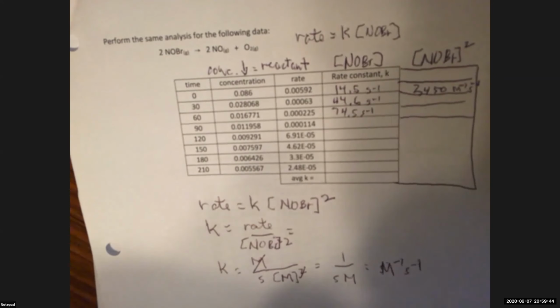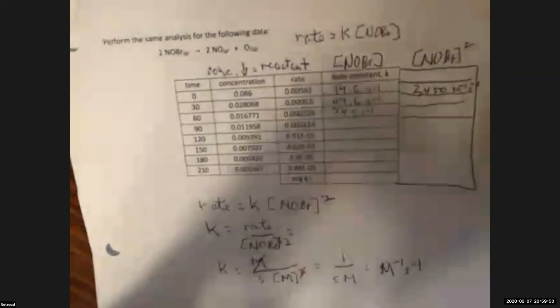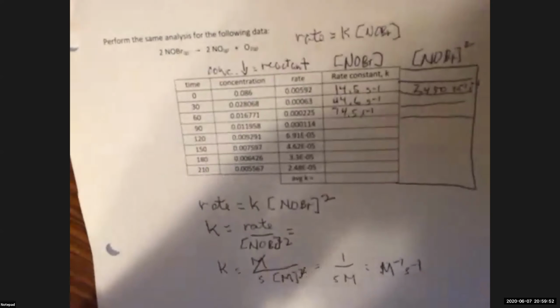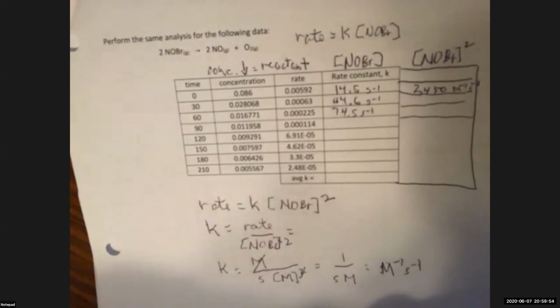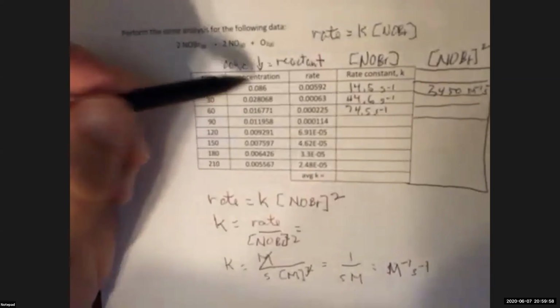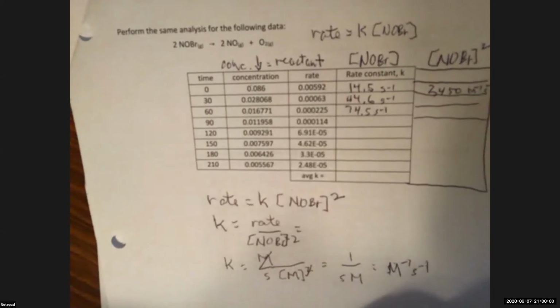0.028068 divided by 0.000. Oh, okay. You guys probably saw this right away. I'm doing the calculation backwards. Okay, so I need to divide the rate by the concentration. I was doing the opposite. Sorry about that.